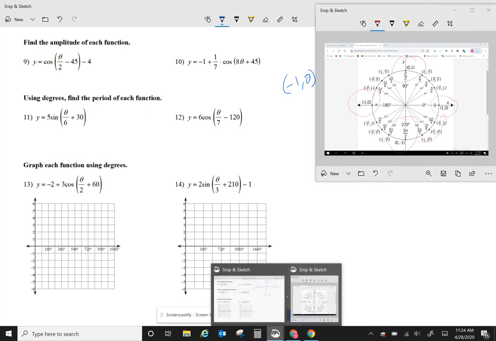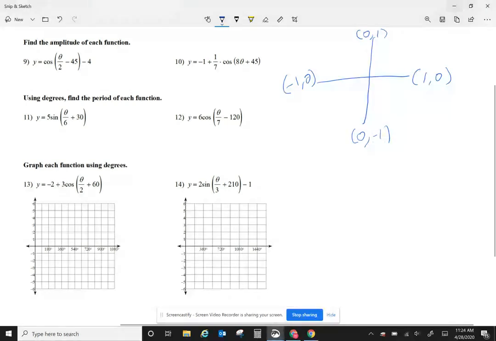Okay? So what it means, and remember I mentioned that the x value and the y value basically represent cosine of theta and sine of theta. And I even said, think of them in alphabetical order, right? The first one, cosine, comes before sine in alphabetical order. So let me create a graph, because I'm going to graph eventually. I'm going to graph this using degrees.